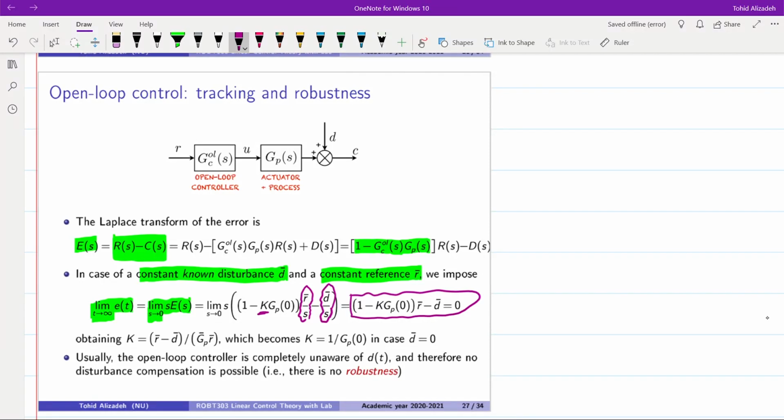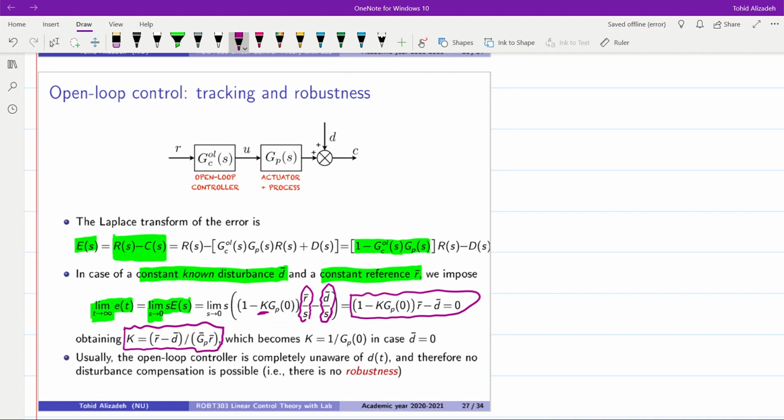Out of that we can obtain the value for K, which is K equal to (R bar minus D bar) over (GP bar times R bar). So if we set the DC gain of the open loop controller to this value, then we will have the steady state error equal to 0. For the special case when D bar is equal to 0, K will be obtained as 1 over GP at 0, which is similar to what we just obtained in the previous slide.